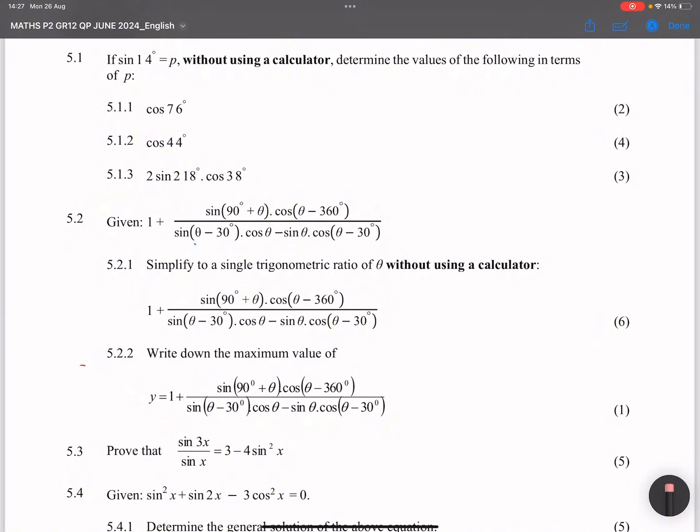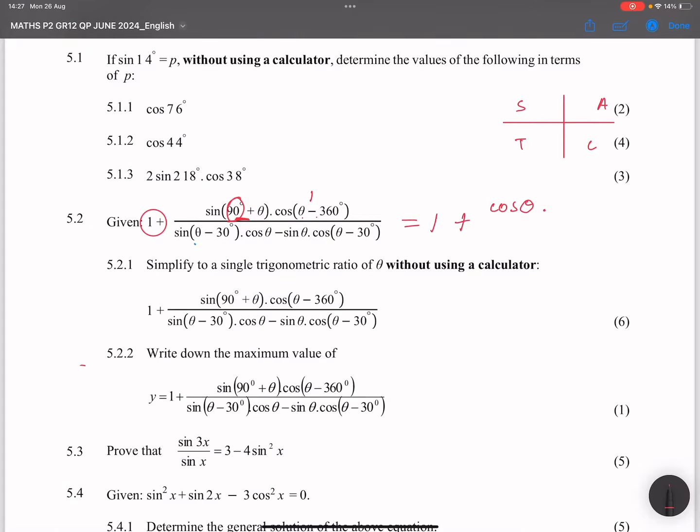Now, ladies and gents, we note we still have this 1 over here, so I'm going to leave the 1 there. But sine of 90 plus theta, now let's have our CAST diagram there. We know sine of 90 plus theta is in the second quadrant. Sine is positive, but because we've got 90 there, that becomes cos of theta, multiplied by cos of theta minus 360.